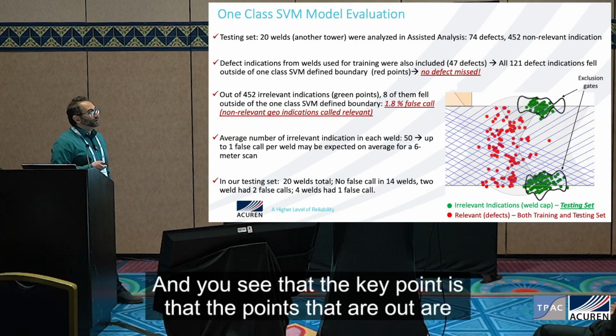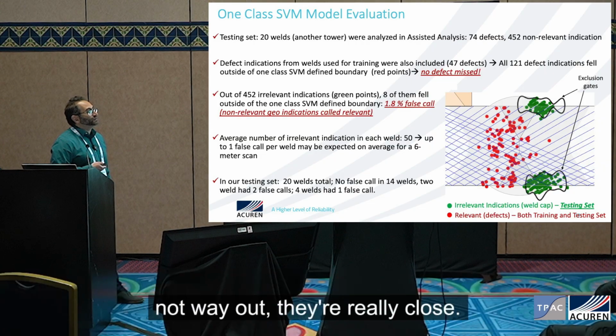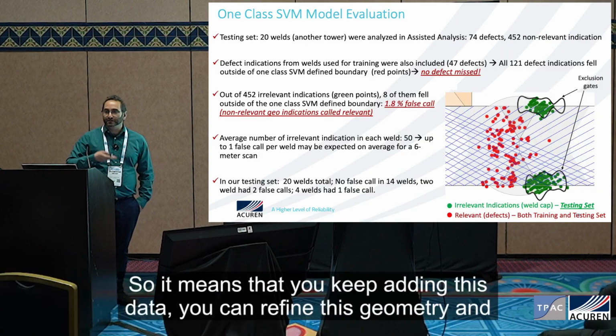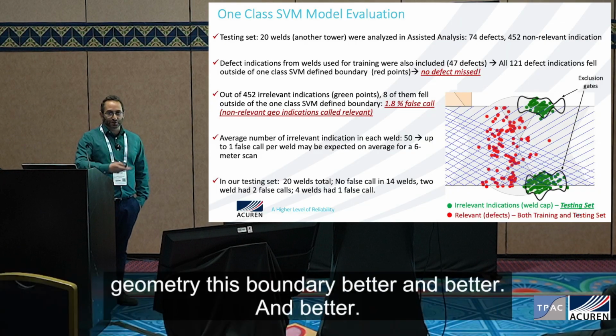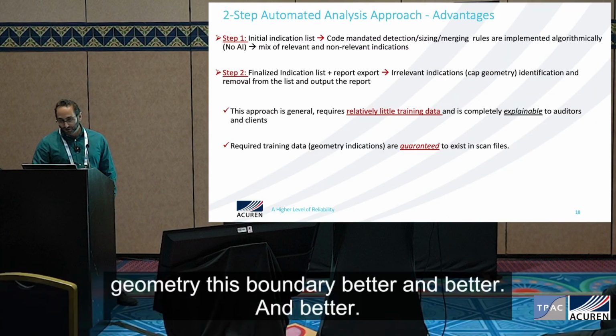And you see that the key point is that the points that are out are not way out. They're really close. So it means that as you keep adding this data, you can refine this geometry, this boundary, better and better and better.